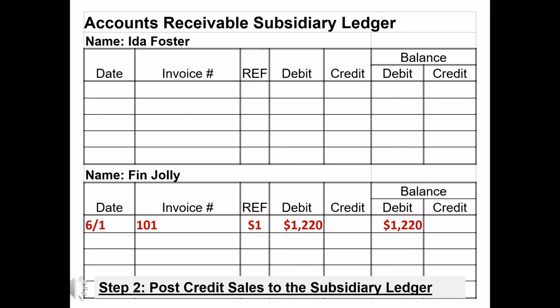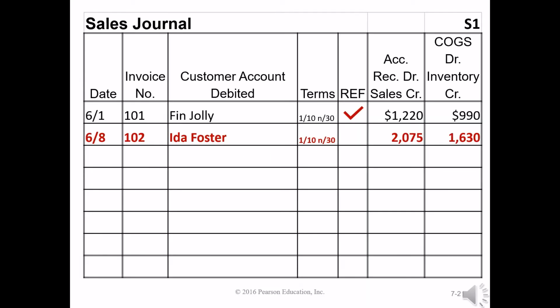The second step is to record that invoice in Finn Jolly's accounts receivable subsidiary ledger. This helps us keep track of how much money this particular customer owes us. Once we've posted the amount to our subsidiary ledger, we'll put a check mark in the reference column for Finn Jolly.